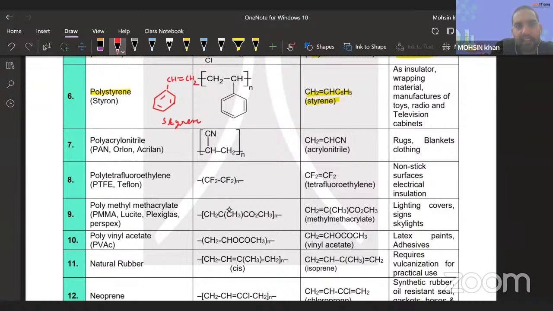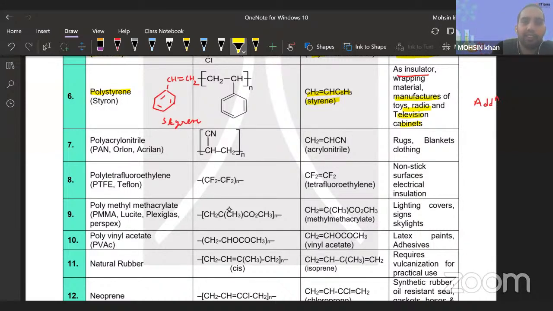The upper part, CH double bond CH2, has a double bond, so it will go under addition polymerization, and we will get polystyrene. It is used as an insulator and wrapping material. Manufacture of toys, radios, televisions, and cabinets is done with polystyrene.